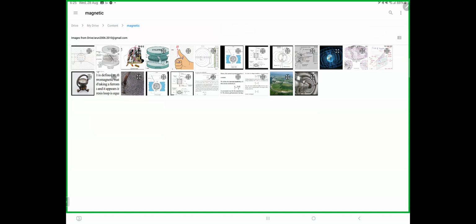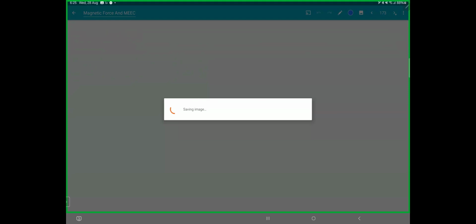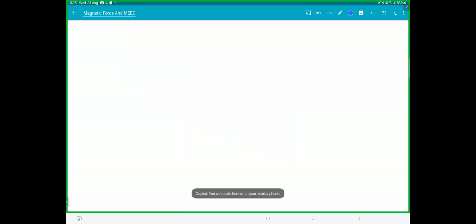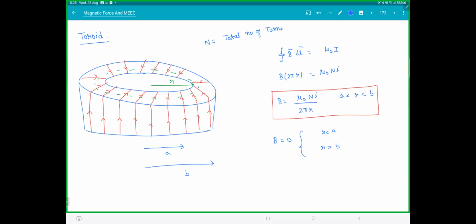Yep, I don't have it. This is a cycloid, cyclotron. Okay. So it is that. You can search it out.